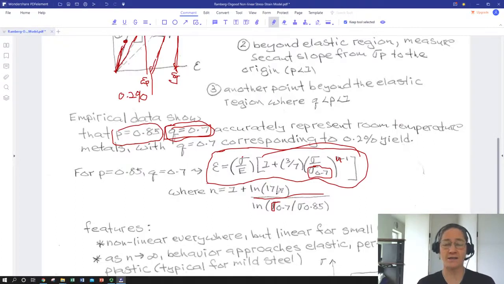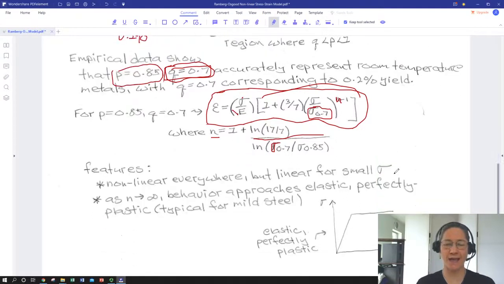Once you've got an expression for N and an expression for E, which you can measure right off of your test plot, then you will know strain for any given stress, including those beyond the yield. So this gives you a way of basically relating stress and strain beyond the yield point.